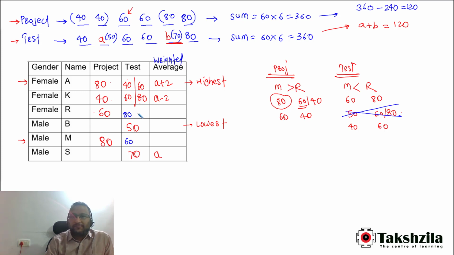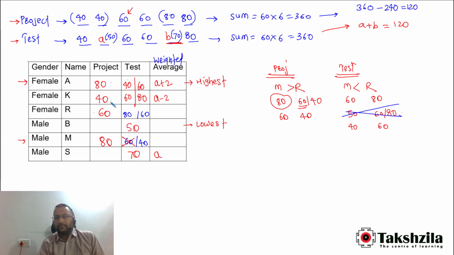And if R is 60, Matthew will become 40 over here. So we want to keep the aggregate of A highest. Okay. So for aggregate of A to be highest, M cannot score 60 in the test. In that case, M will score 80 and 60, and A will score 80 and 40. So automatically the aggregate score of M will become highest.